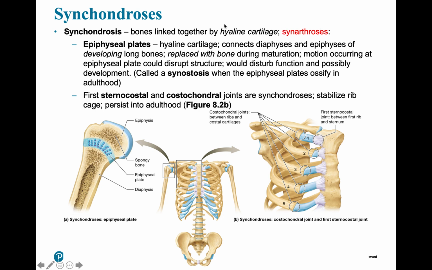So they are immovable. Two locations where you find synchondrosis joints will be the epiphyseal plates and then the sternocostal and costochondral joints. I'll talk about that in just a second. So the first specific location of a synchondrosis joint is the epiphyseal plate. This is composed of hyaline cartilage, and down here we can see this is a long bone.